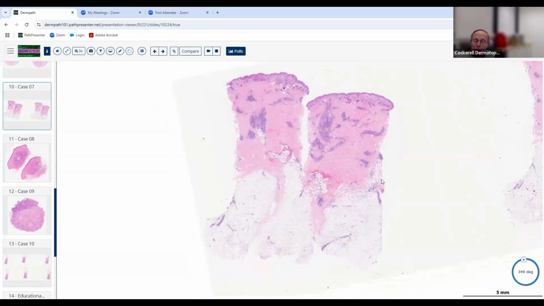What kind of cells are in this infiltrate? At low magnification, these are dark, jet black cells. They're dark, so they're going to be lymphocytes. We don't even have to go to higher magnification. We know they're going to be lymphocytes. And at this power, we say, well, this puts us in the category of the lymphocytic infiltrate pattern of inflammatory skin diseases.